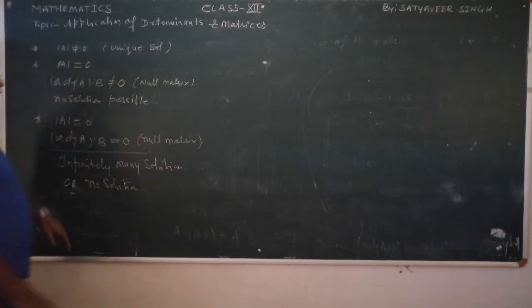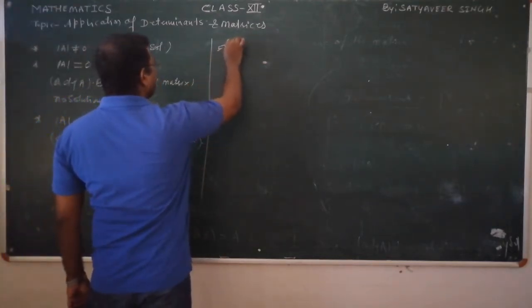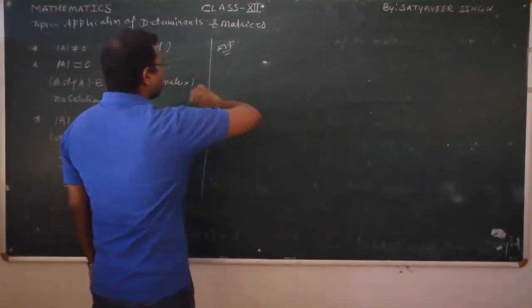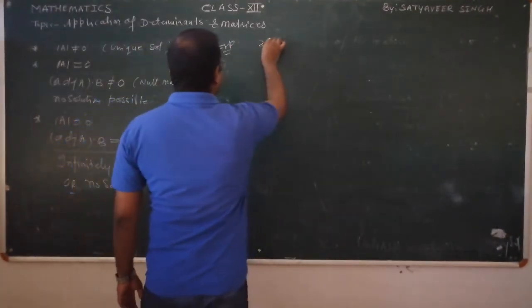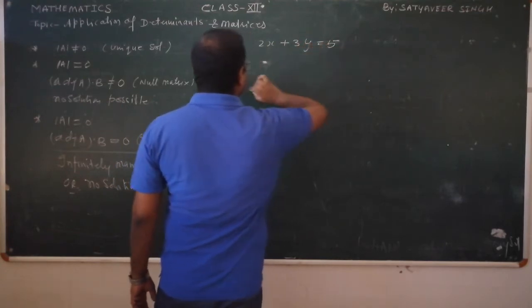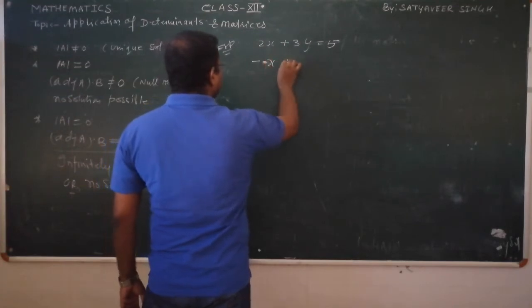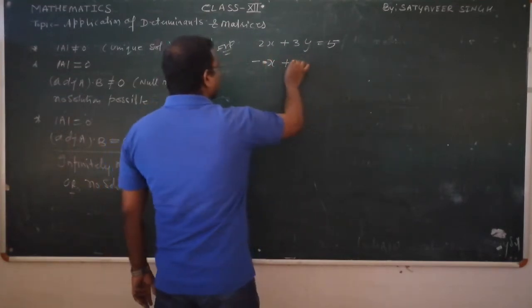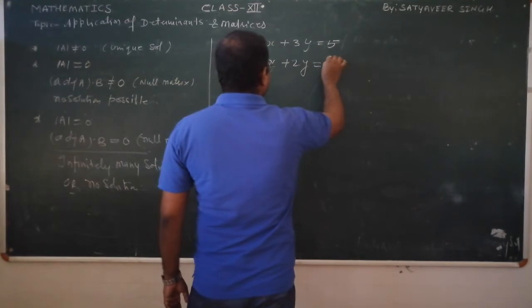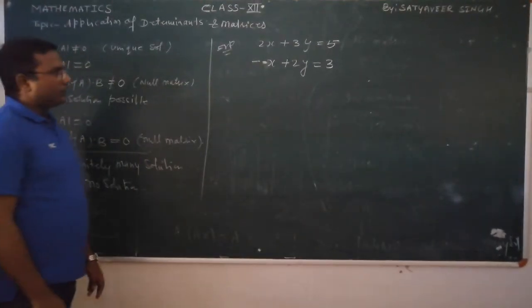First of all, let us see one example I am taking. I am taking a simple example of a system of two equations. Suppose we have 2x plus 3y is equal to 5, and minus x plus 2y is equal to 3. These are the two equations I have taken.